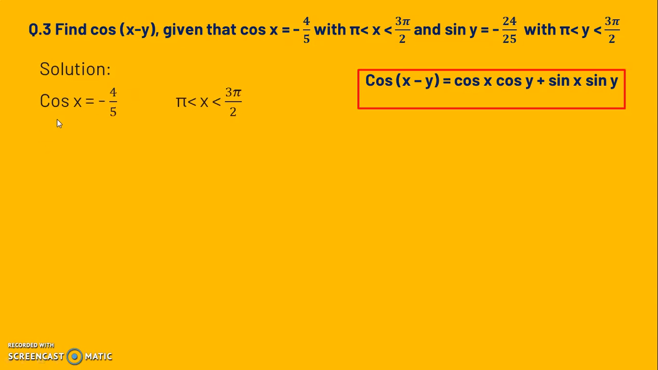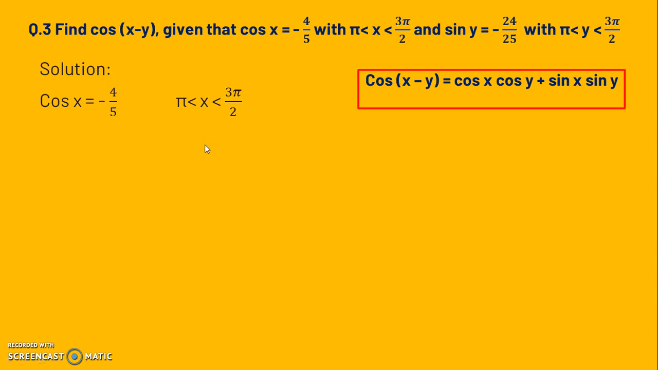First, cos x is given as minus 4 by 5. x lies between pi and 3 pi by 2. We have already discussed the quadrants and the positive and negative signs in exercise 3.3 itself. So pi to 3 pi by 2 lies in which quadrant? This lies in the third quadrant. So this x lies in the third quadrant.